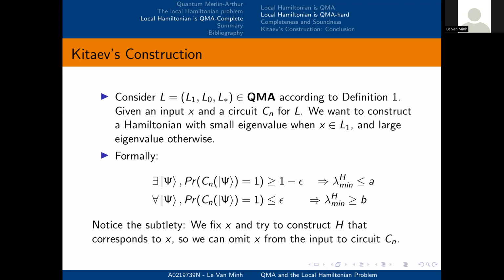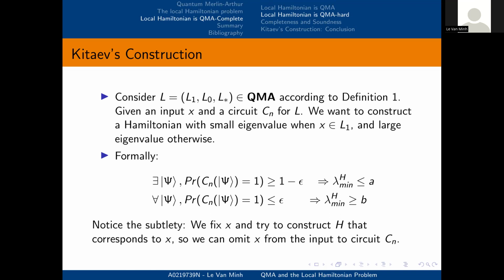So we consider an arbitrary problem L that consists of L1, L0, and L star that is in QMA according to the definition 1 that we have defined. Given an input X and a circuit Cn for this problem, we want to construct a Hamiltonian with a small eigenvalue when X is in the yes instance and all the eigenvalues are large otherwise. But formally, we can translate the completeness and soundness conditions of QMA into two formal statements.